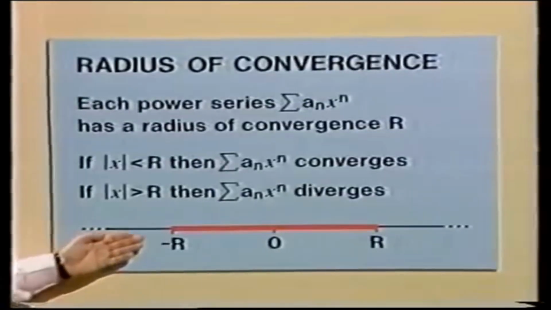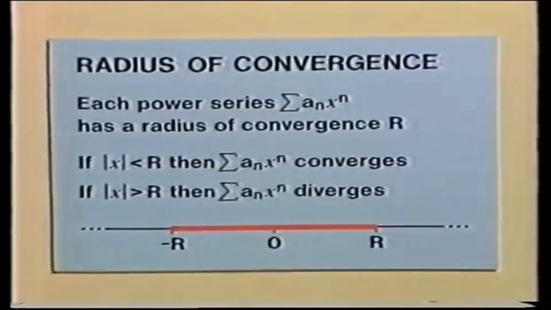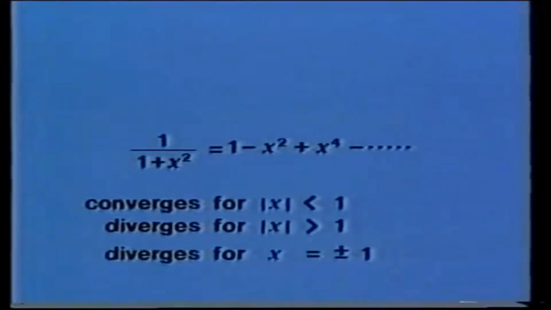But what happens at the endpoints minus r and plus r? In general, we just don't know. If we want to find out about convergence here, then we've got to look at the series itself. For example, this geometric series converges if mod x is less than 1, and diverges if mod x is greater than 1. So its radius of convergence is 1. Actually, this series diverges when x equals minus 1 or plus 1.